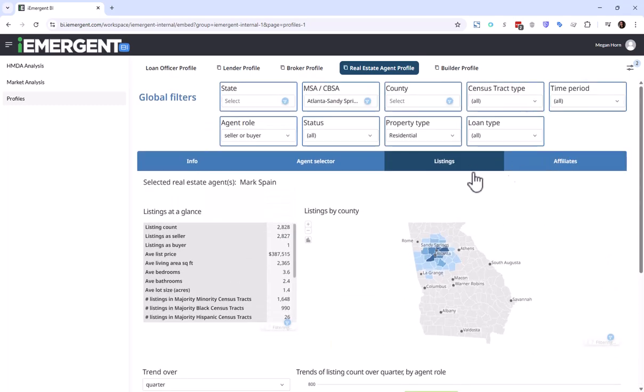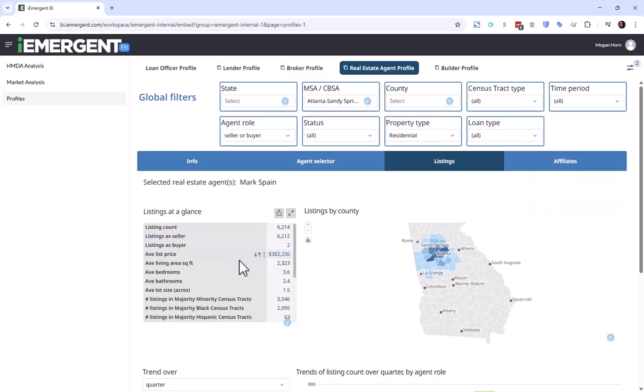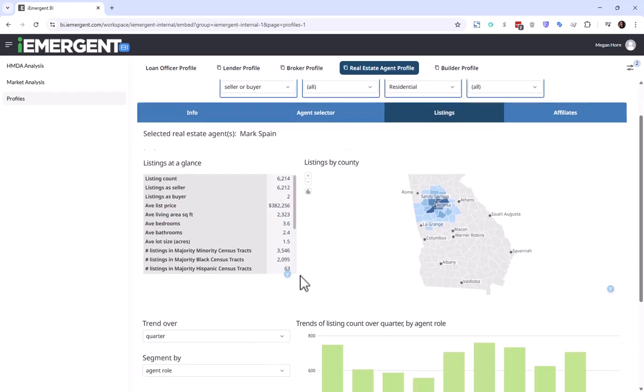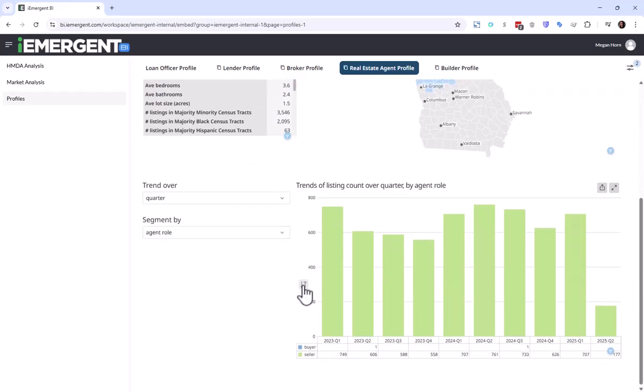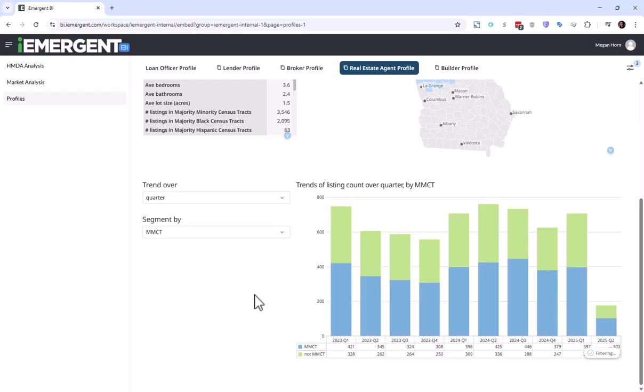But if we went back and we looked at all years, which from this drop down is going to be 2023 to 2025, we'll see the numbers changed to reflect the 3-year time period. And then this chart got built further out. And his trend of properties pretty much follows what the market has been doing. Right now it's segmented by seller buyer. For this guy, that is not overly helpful because he just has the one on the buy side. But since we were looking at MMCT, let's see what the MMCT breakdown is.